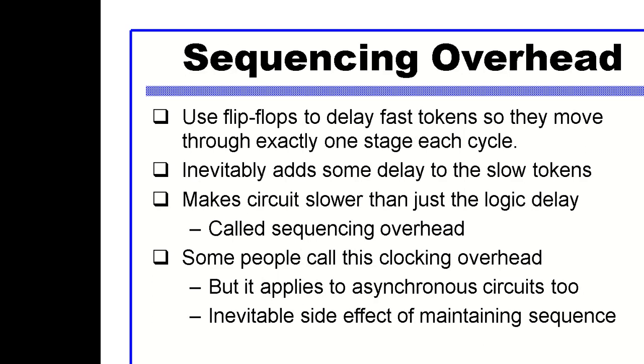Now how do you introduce the delay? I am using flip-flops. As I told you, you will make the slower path even slower. So we call this the sequencing overhead. Some people call this the clocking overhead, because flip-flops have clocks, and based on the clocks only the flip-flops give the output. So these are the side effects of maintaining the sequence.